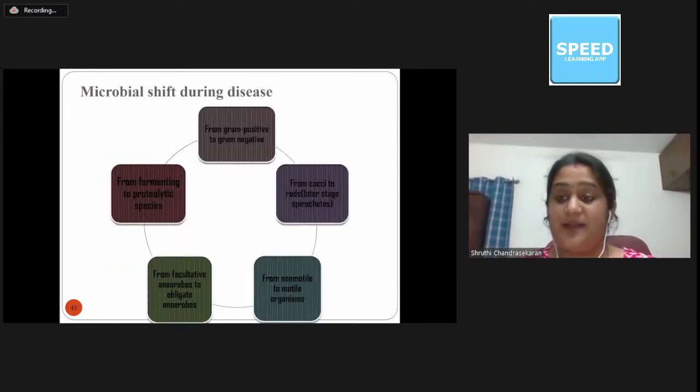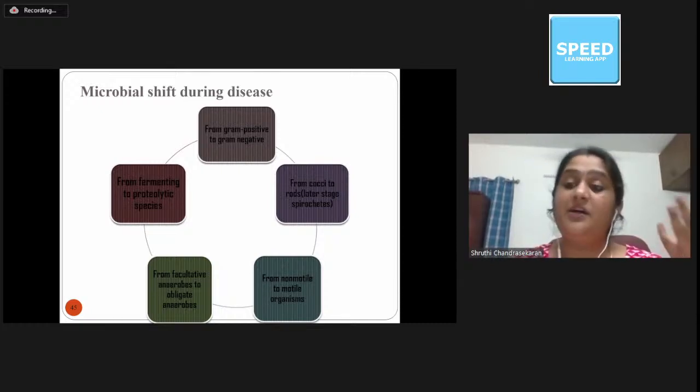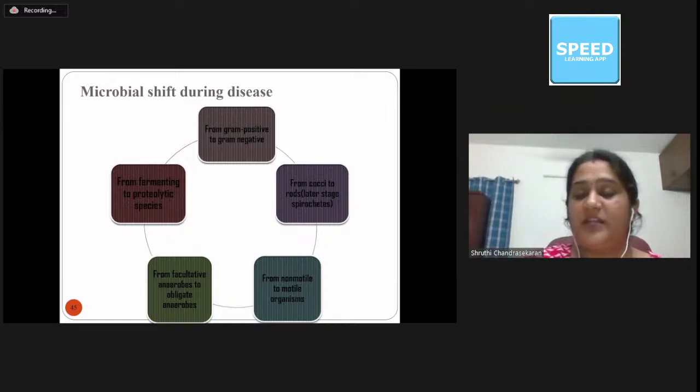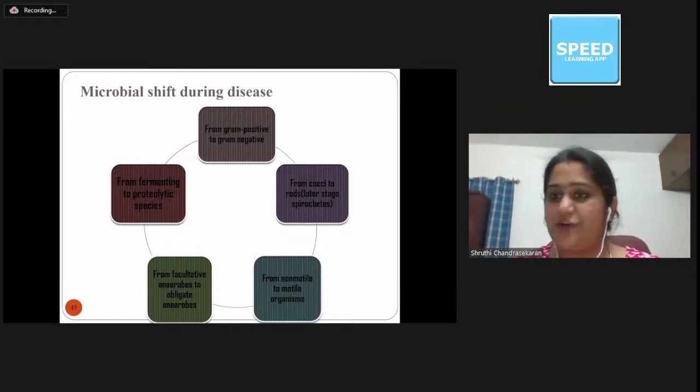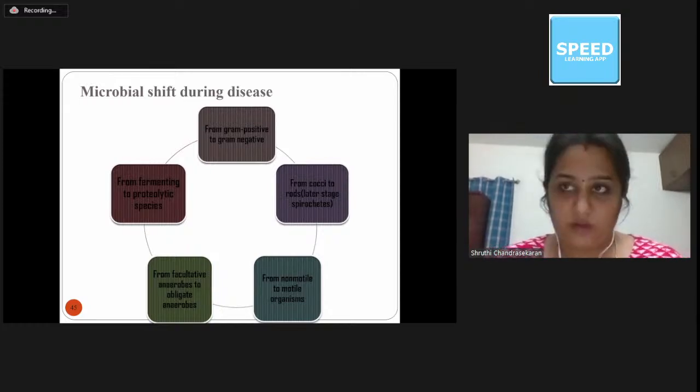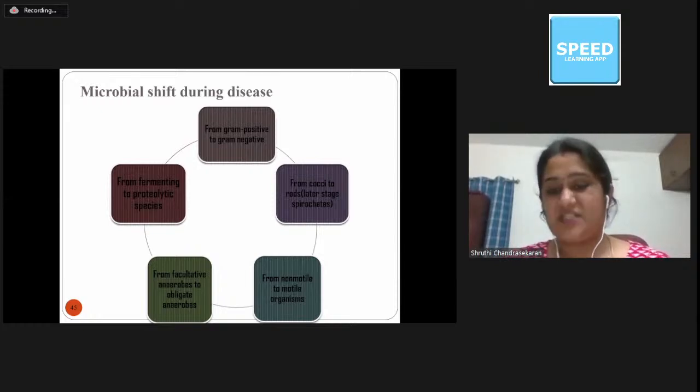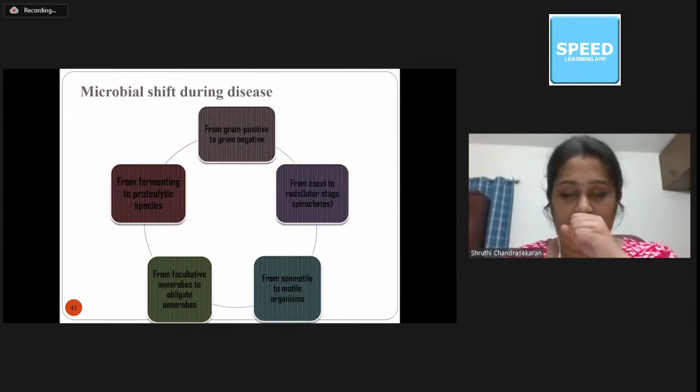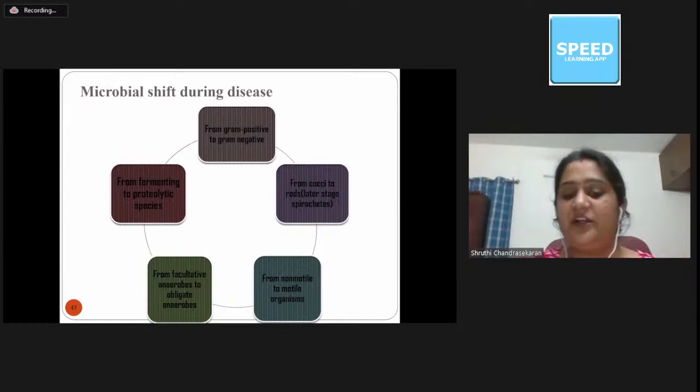Okay, this is a summary to explain to you how important it is to understand the shift of the microorganisms from the health state to a diseased state. So, microbial shift during disease. If you remember this slide, you'll be able to answer many of the questions. When there's a shift from health to disease, gram-positive organisms will become less dominant and gram-negative organisms will become more dominant. It will become from cocci to rods. Non-motile organisms tend to become more motile organisms. Facultative anaerobes tend to become obligate anaerobes. And fermenting bacteria become proteolytic species. So please remember all this.